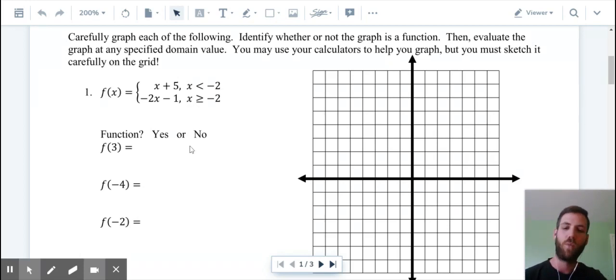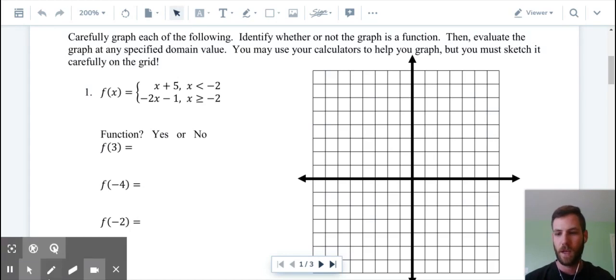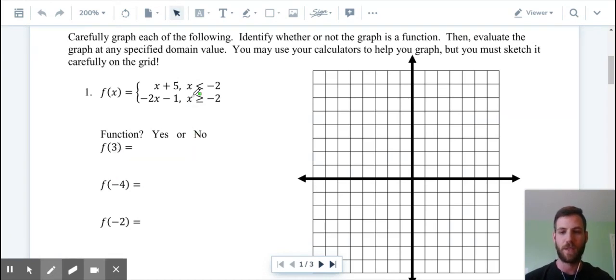So mainly what we want to do first is try to think about how we would evaluate these. Evaluating is very straightforward. We just look at this x value, 3. That is our input. So we just need to think about, is 3 going to be less than -2, or is 3 greater than or equal to -2? Well, 3 is definitely that second one. So we would use the second equation since 3 is greater than or equal to -2. And I can just plug that right into x and evaluate: negative 2 times 3 minus 1 is equal to negative 7.